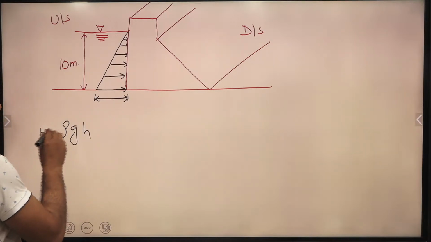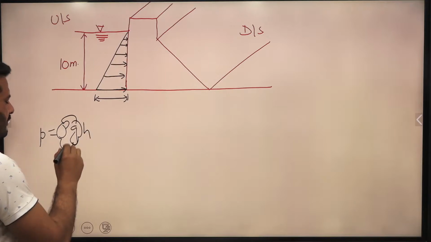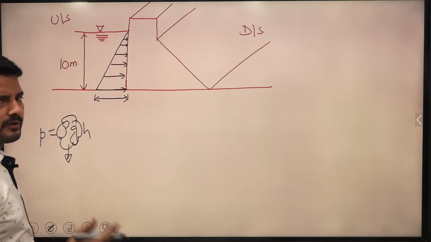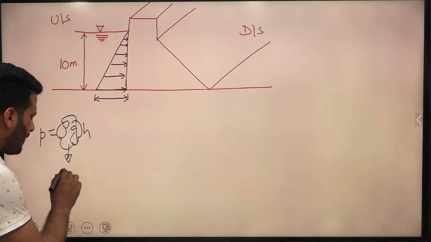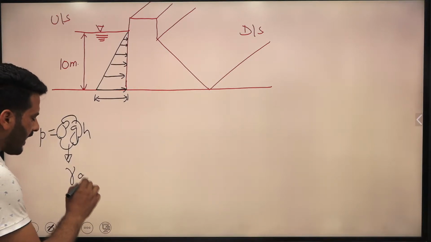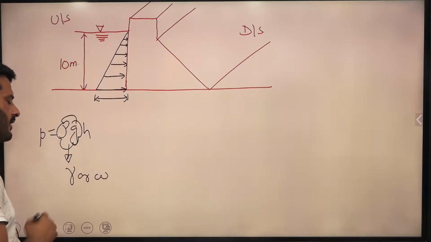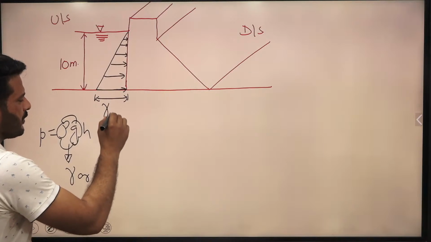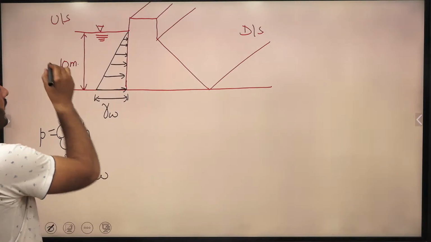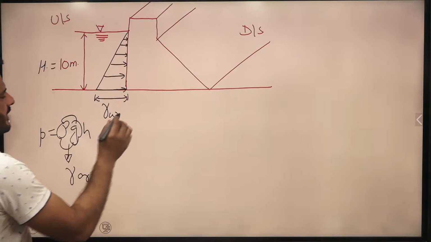Pressure is nothing but rho g h. This rho g combined is what? It is the weight density or unit weight, whatever you want to call it. Right now I am just denoting it with gamma, or you can write it as small w. So I'm writing gamma w, the unit weight of water, into h, which is 10 meter. Let me write capital H.